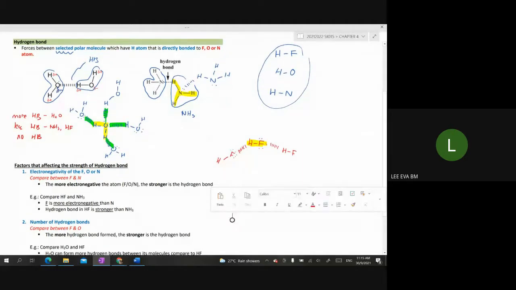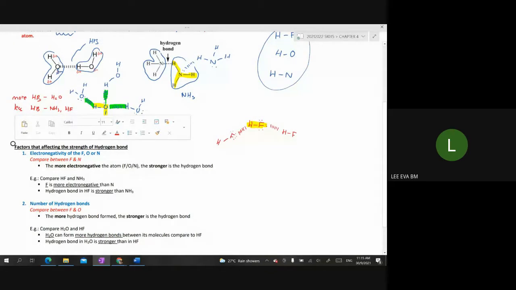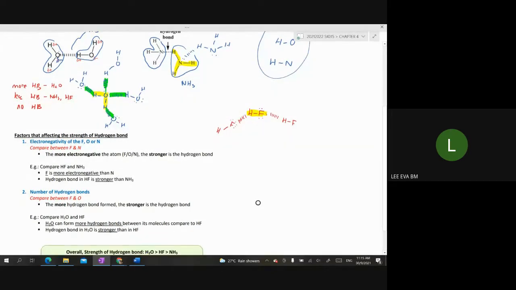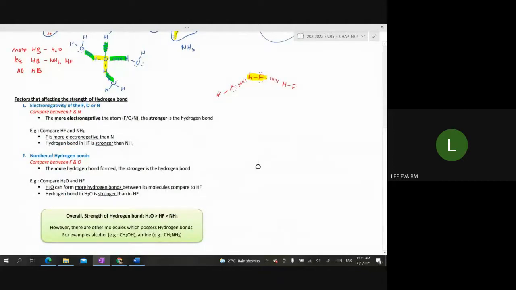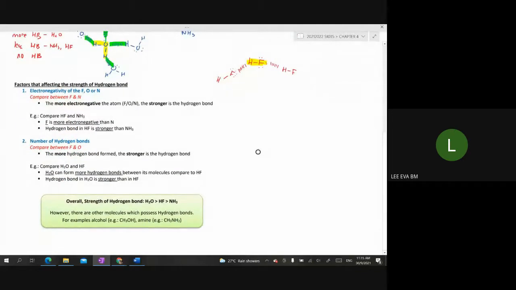Okay, so the example Madam showed on top, H2O, NH3 and also HF, we'll link it to the factors. Similar to van der Waals forces, we have factors that will affect the strength of the intermolecular forces. Of course, there are some factors that will affect the strength of your hydrogen bonds, and there are 2. So remember, the first one is the electronegativity of FON. Who is the strongest between F, O and N?